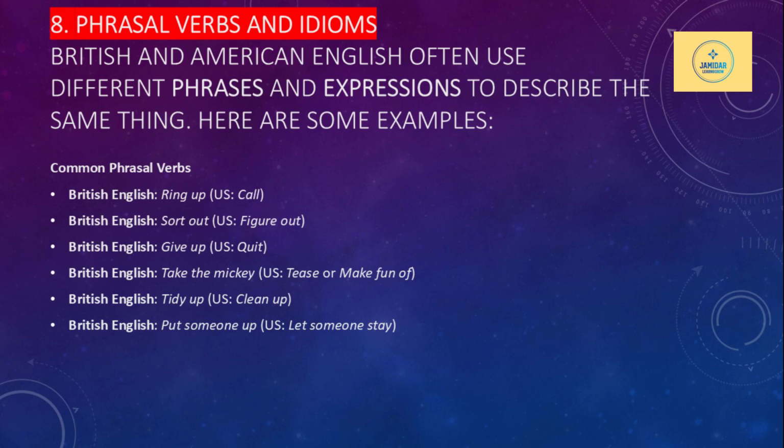When it comes to clothing and fashion, British and American English also have their differences. For instance, a jumper in British English is a sweater in American English, and trousers in British English are pants in American English.